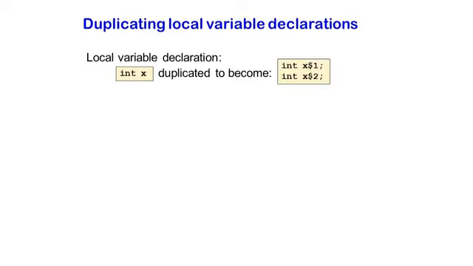The next step is to duplicate local variable definitions in the kernel. So if we have a declaration of a local variable like int x, then what we generate in the 2-threaded program are 2 declarations, int x$1 and int x$2. So here we're saying that both of the threads under consideration have their own copy of the local variable x. So x$1 is the first thread's copy, x$2 is the second thread's copy.